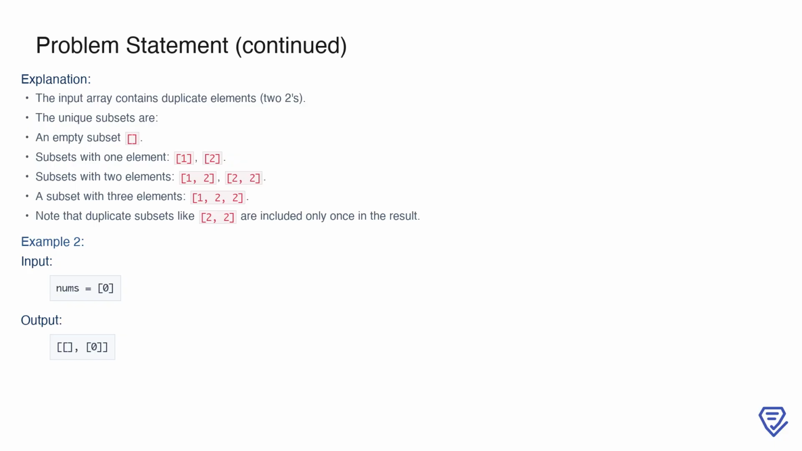In another example, with an input of 0, the output is straightforward: the empty subset, and the single element subset, 0. These examples highlight how the solution handles inputs of different lengths and ensures no duplicate subsets are included.